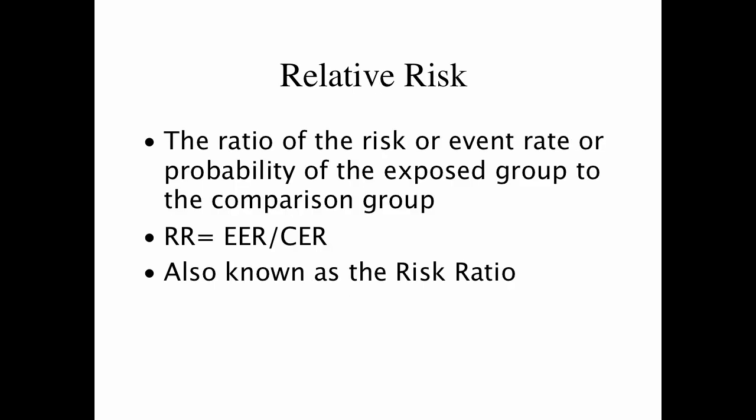There's still another way of expressing the size of the effect, and that's the relative risk. It's also known as the risk ratio. Now, this is the ratio of the risk or event rate or probability. Forgive me, all these three things mean the same: risk, event rate, probability. It's the ratio of the risk or the event rate of the exposed group to the risk or the event rate of the comparison group. In other words, RR equals the exposed event rate divided by the comparison event rate. RR equals EER over CER.